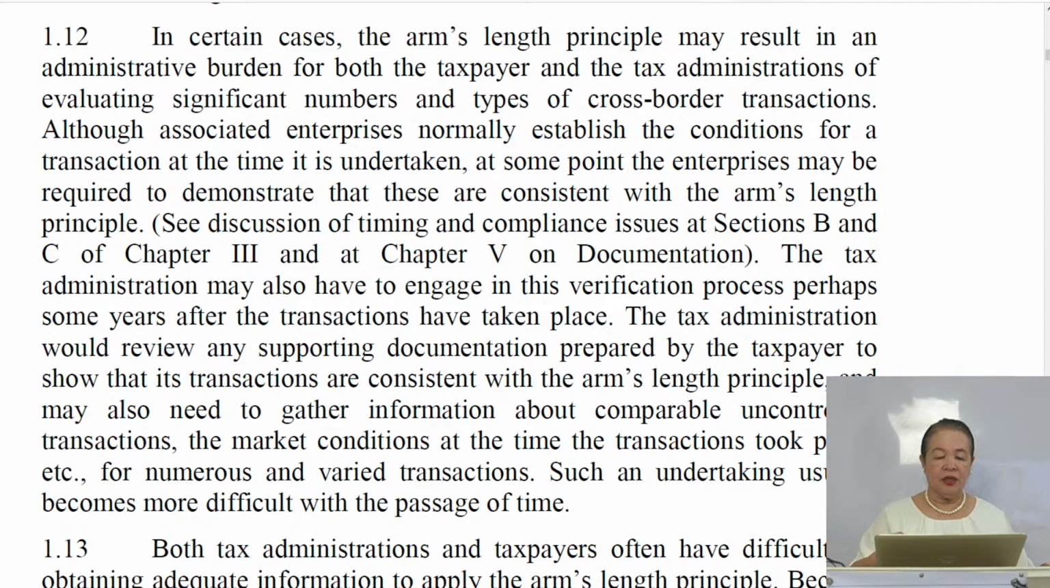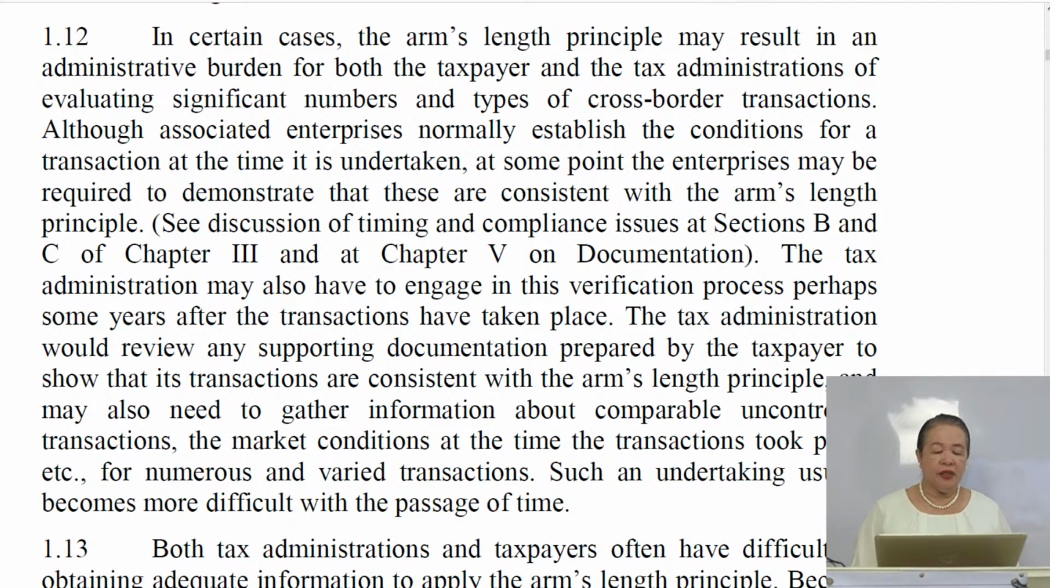No? So, the tax administration may also have to engage in this verification process, perhaps some years after the transactions have taken place. No? So, just like how the tax authorities in the Philippines conduct its audit after it's a post-audit, no? After the transaction was completed, no? Post-audit.